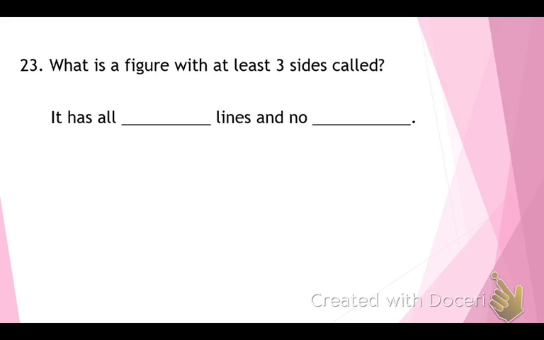A triangle has 3 sides, but I'm wondering about any figure that has at least 3 sides. So it could be 4 sides, 5 sides, 10 sides. What are those figures called? Katie, can you help him? Polygon. A polygon.